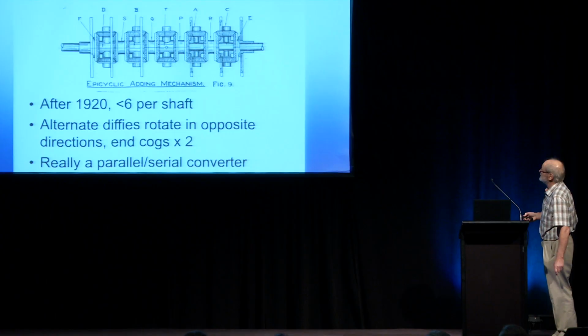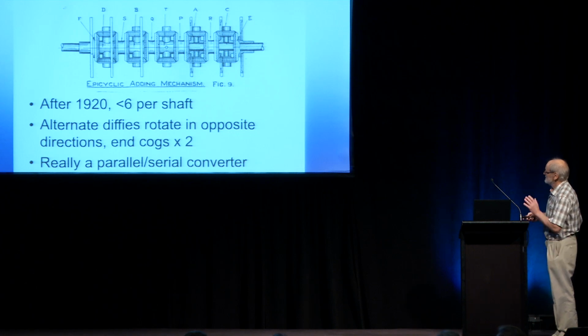Okay, Julius only ever wrote one paper, which was a surprise, in 1921 or something, and that was a picture from his paper, which describes what a chain of differentials looks like. There's some complications to it, but I say really it's a parallel to serial converter.